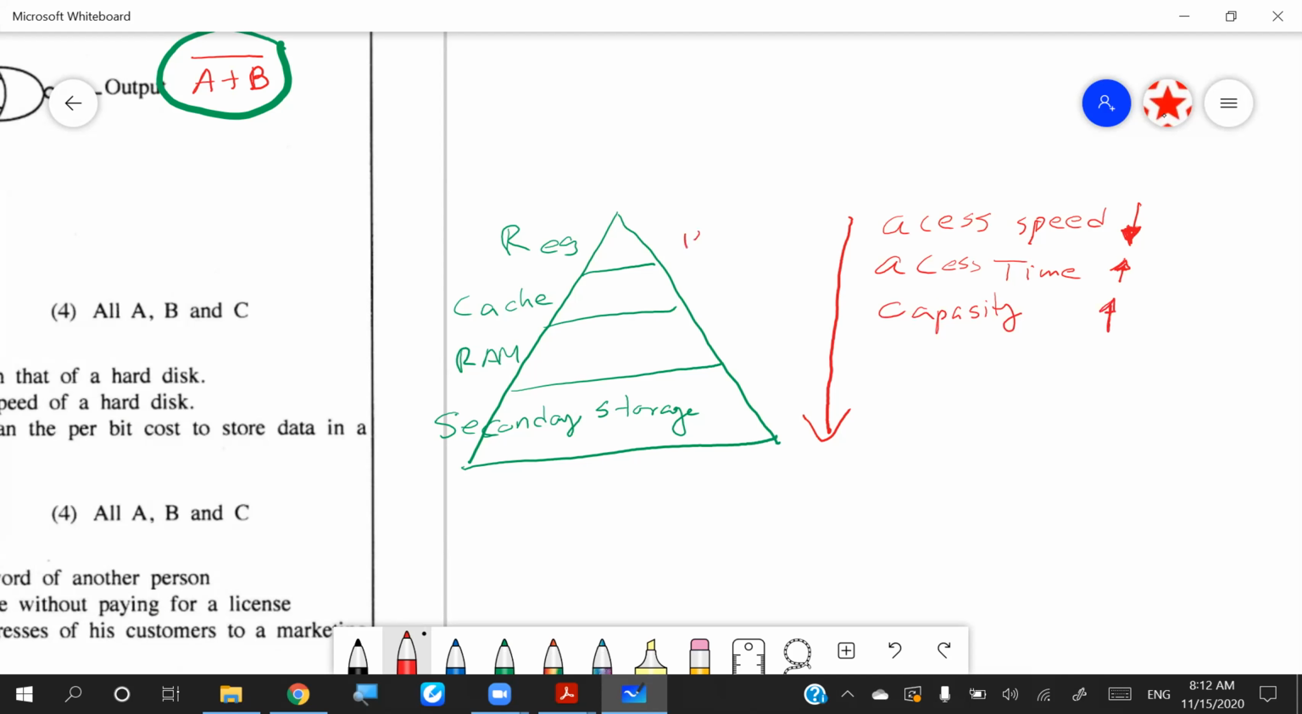because registers are in kilobytes, cache in megabytes, RAM in gigabytes, and secondary storages are in terabytes. So generally it's increasing, and when it comes to CDs and DVDs, this will differ a little bit, but generally it's increasing. And cost per bit.